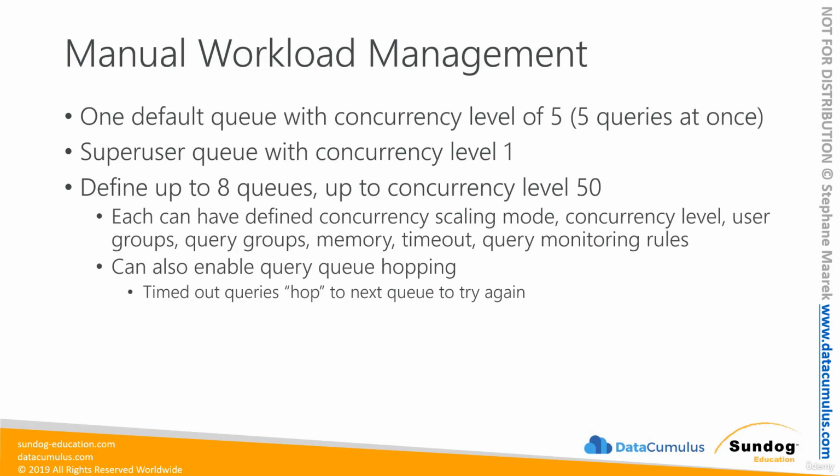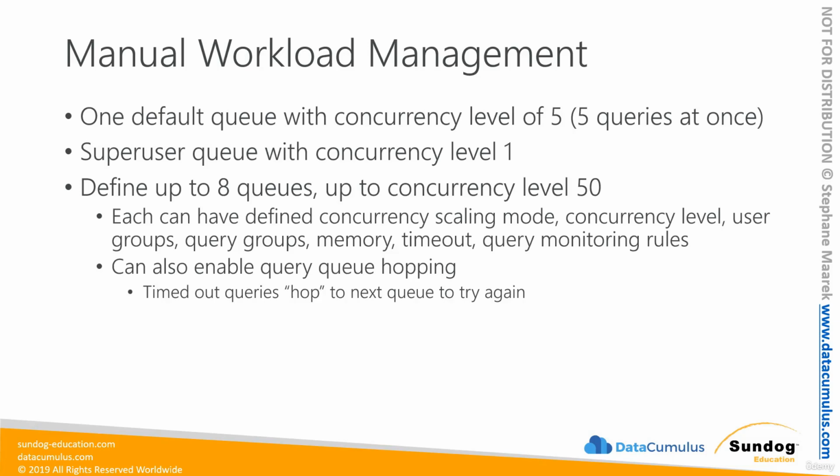The other flavor of WLM is manual workload management. And by default, this comes with one queue with a concurrency level of 5. Again, concurrency level is how many queries I can run at once within this queue. In addition, there is a super user queue with a concurrency level of 1. This is a queue that's intended for administrative queries that always must run no matter what.